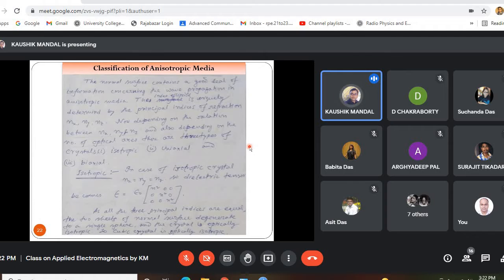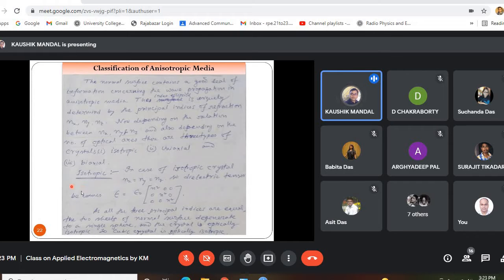So depending on these two parameters, the relation between the refractive indices nx, ny and nz, and the number of optical axes, we can classify the anisotropic media or crystals into three broad categories: isotropic crystals, uniaxial crystals and biaxial crystals. Now we will discuss in detail one by one the isotropic, uniaxial and biaxial crystals.